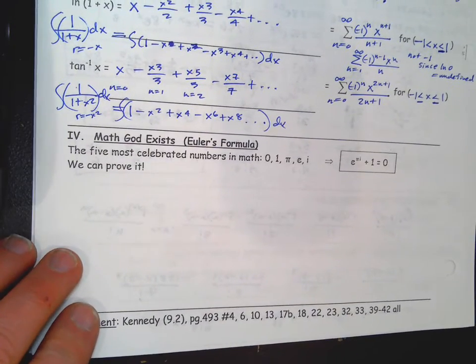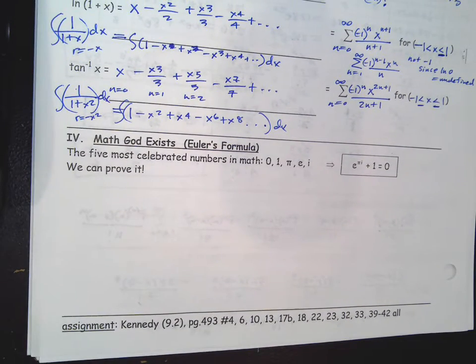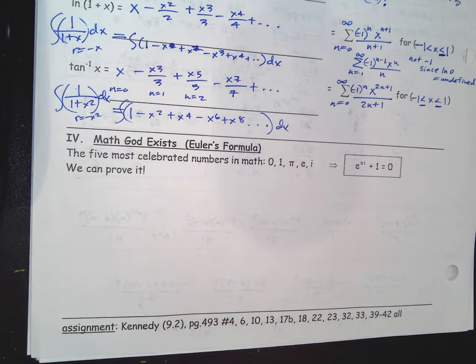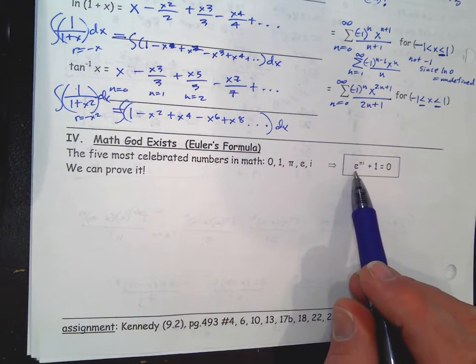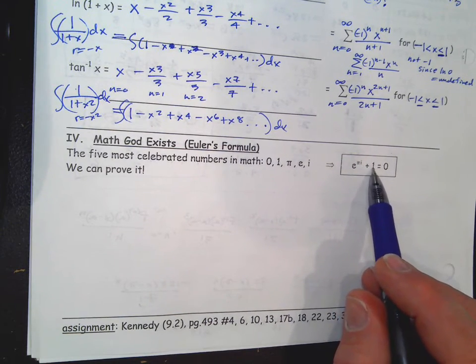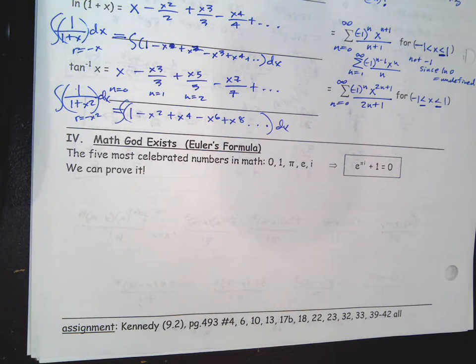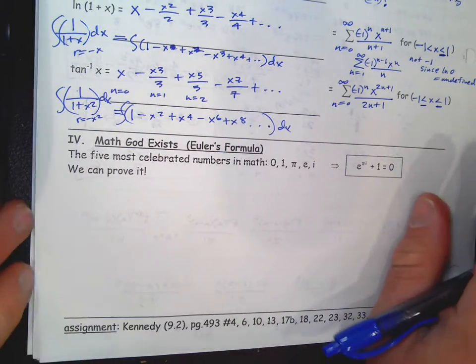Okay, now here's a fun problem. Some of the most famous numbers in math are 0 and 1, pi, e, the natural number, and i, the imaginary number. There's this expression right here, e to the pi i plus 1 equals 0, which makes you wonder, really? Are you sure? We can actually prove it with series.